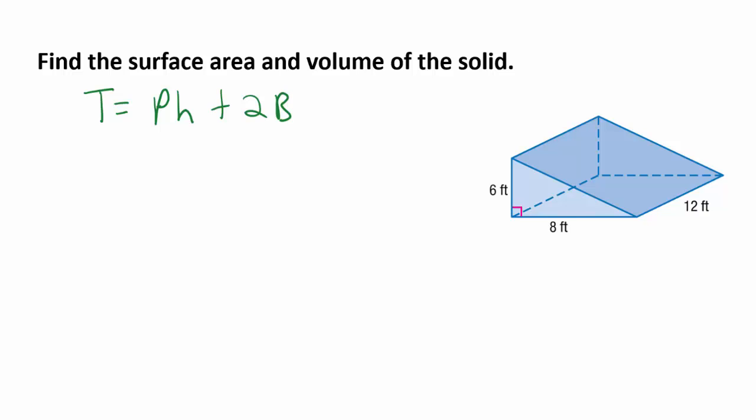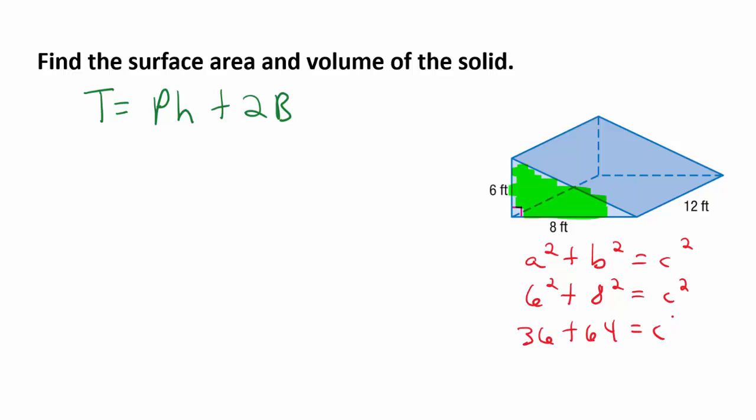Now, if you notice, our base here is a triangle. We can find the perimeter, but we need one final measurement here. We've got the 6 and the 8, but we need to know how long that side is. Of course, we're going to find that by using the Pythagorean theorem. A squared plus b squared equals c squared. 6 squared plus 8 squared equals c squared. That's 36 plus 64, which is 100. Take the square root of both sides, and our c is going to equal 10.